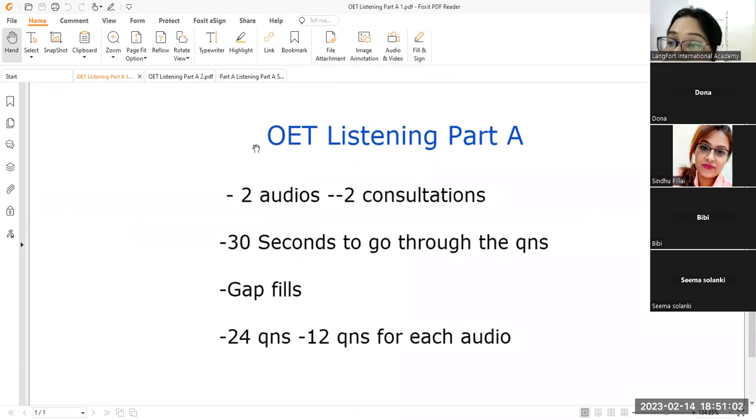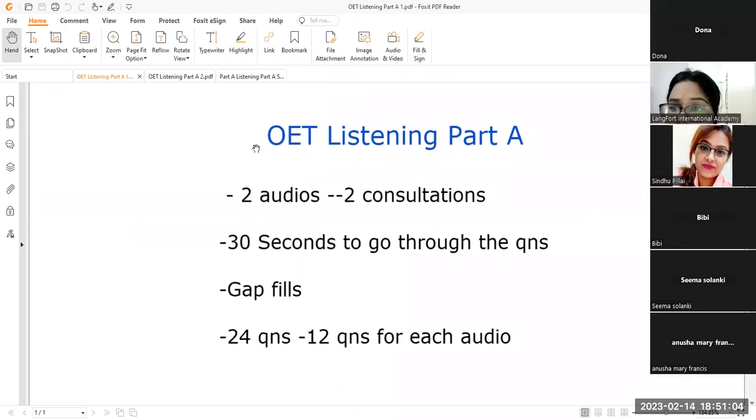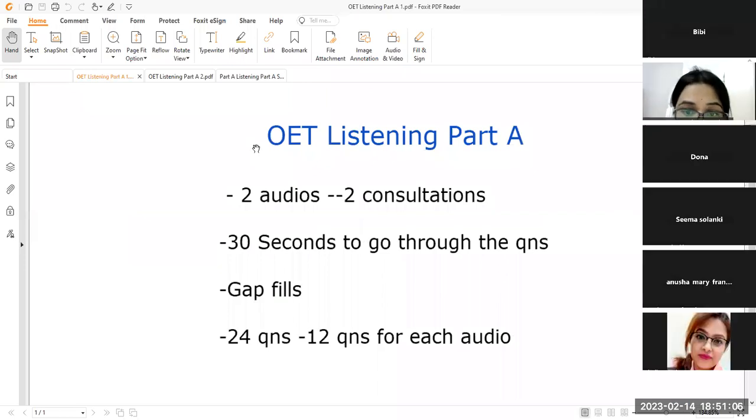These audios are consultations. As medical professionals, all of you are very well aware of what consultations are. Consultations are interactions between a medical professional and a patient. So you get two consultations that are completely different. If the first one is between an ophthalmologist and a patient, the second one can be between a midwife and a patient, or it can be two completely different scenarios with two completely different patients.